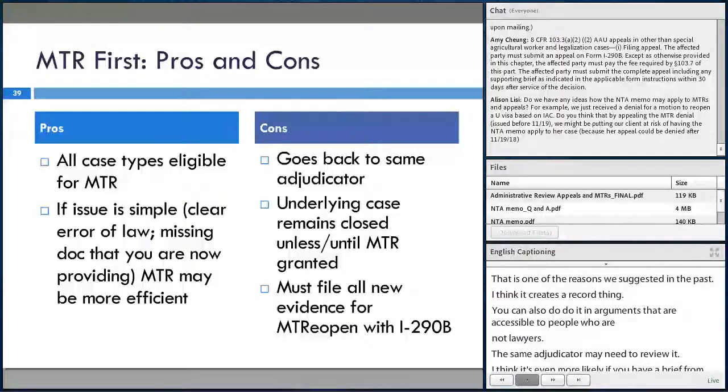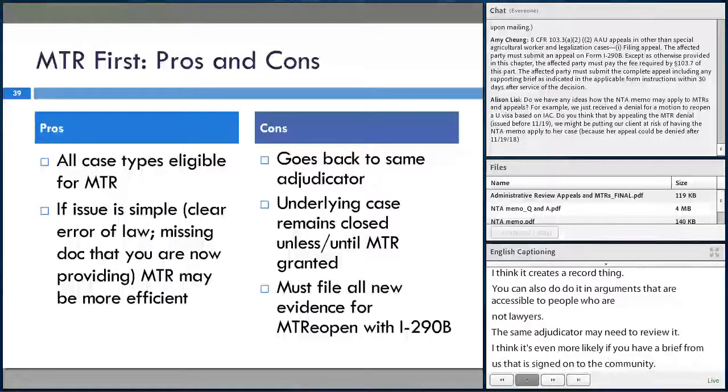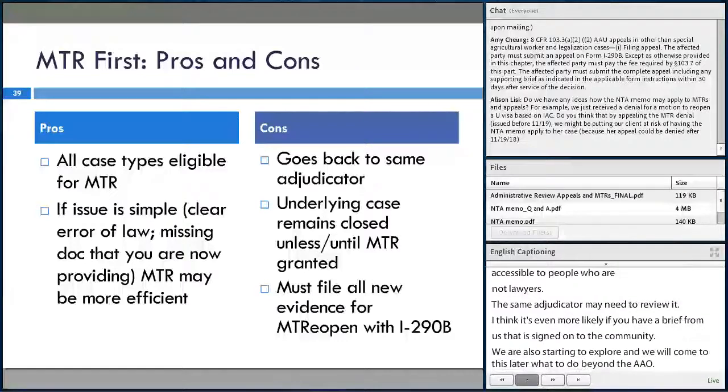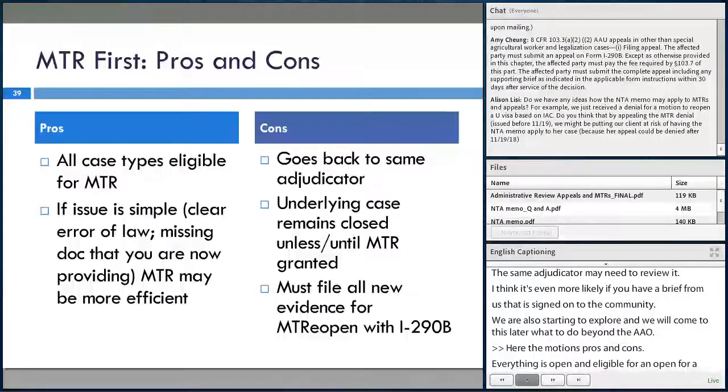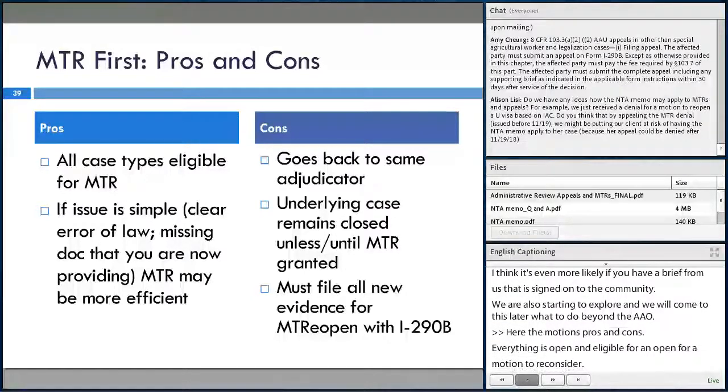Okay, so here are the motions to reopen, pros and cons, which is kind of the flip side, I guess, of what we just discussed. Everything's eligible for a motion to reopen or reconsider. I don't know, Amy, whether you think that motion to reconsider is more likely to fly since that's purely legal, or do you think a motion to reopen where you supply more evidence to them that they want is more likely to fly? Do you have any sense of that at this point?